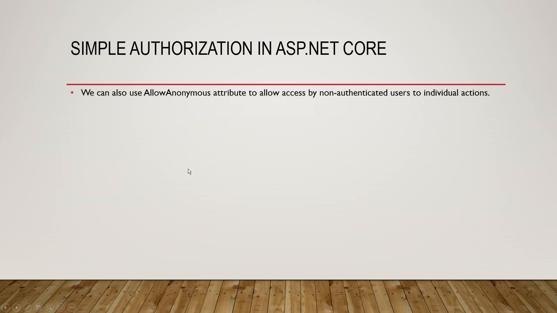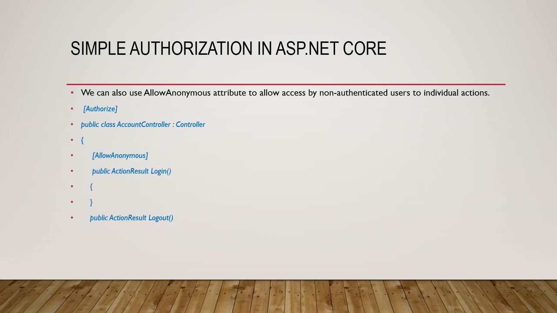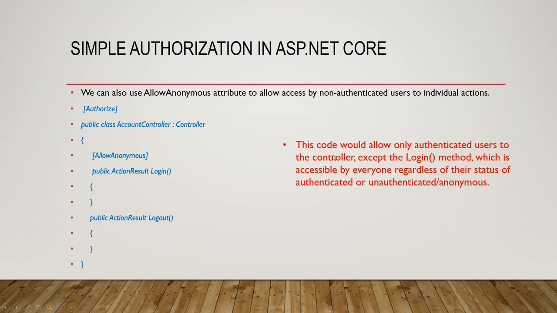Okay, so we can also use the allow anonymous attribute, that is next, to allow access by non-authenticated users to individual actions. So it is the same code. Now at the class level, we still have the authorize attribute, but the login action will have allow anonymous. So what this does is allow access by non-authenticated users to this login method. Now this code would allow only authenticated users to the controller, because it is decorated with authorize at the controller level, except the login method, which is accessible by everyone regardless of their status of being authenticated, unauthenticated or anonymous.